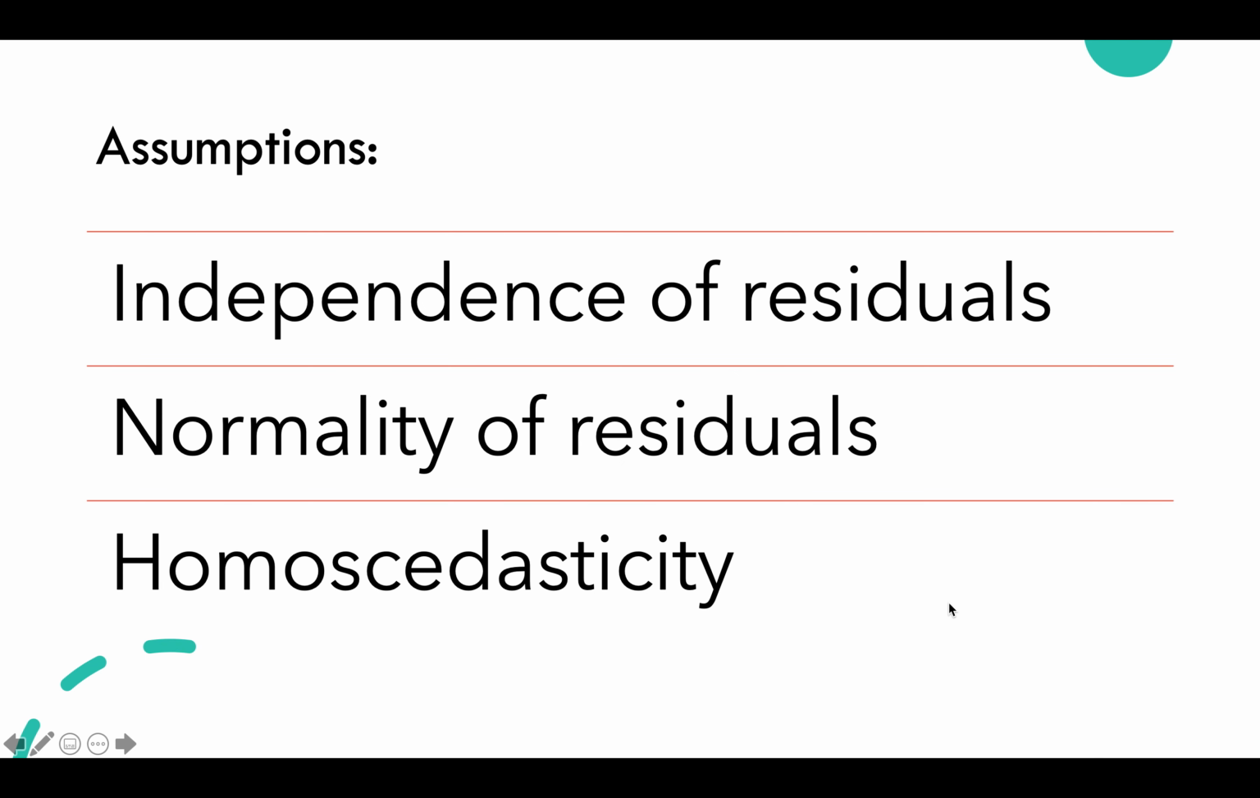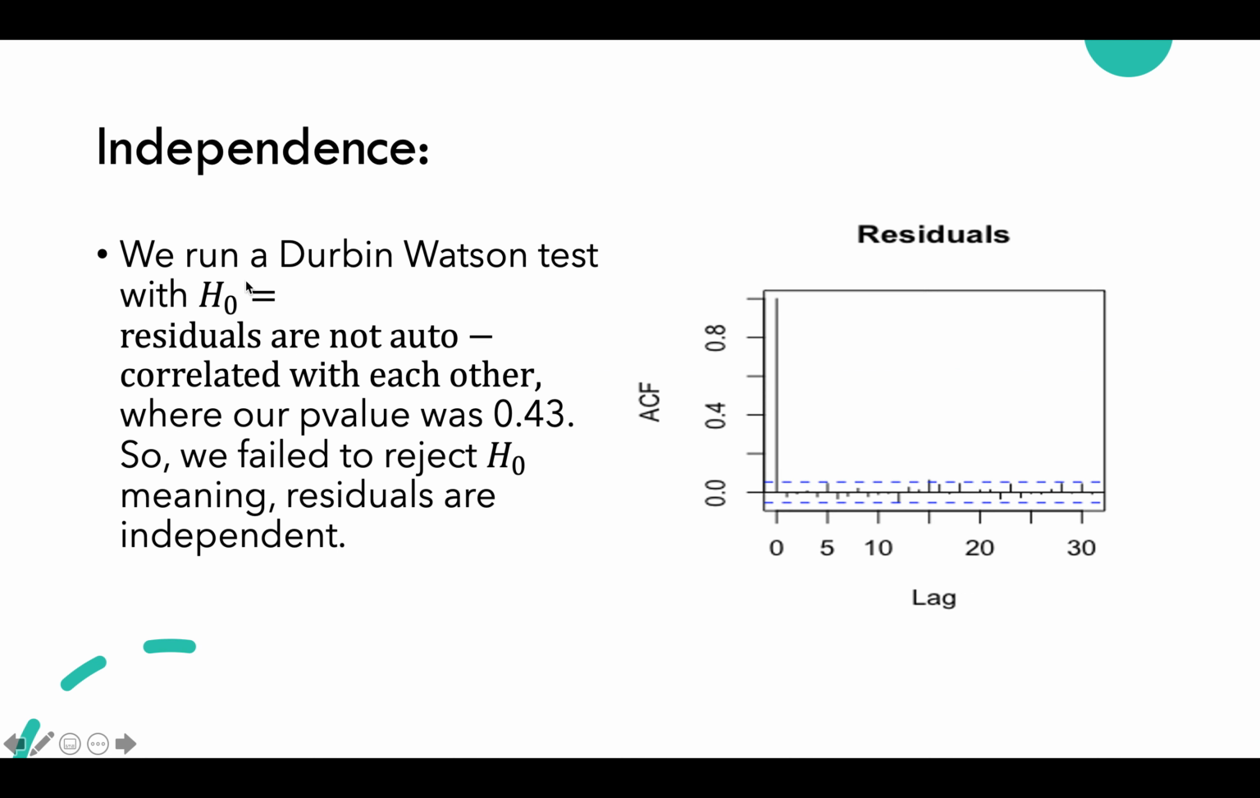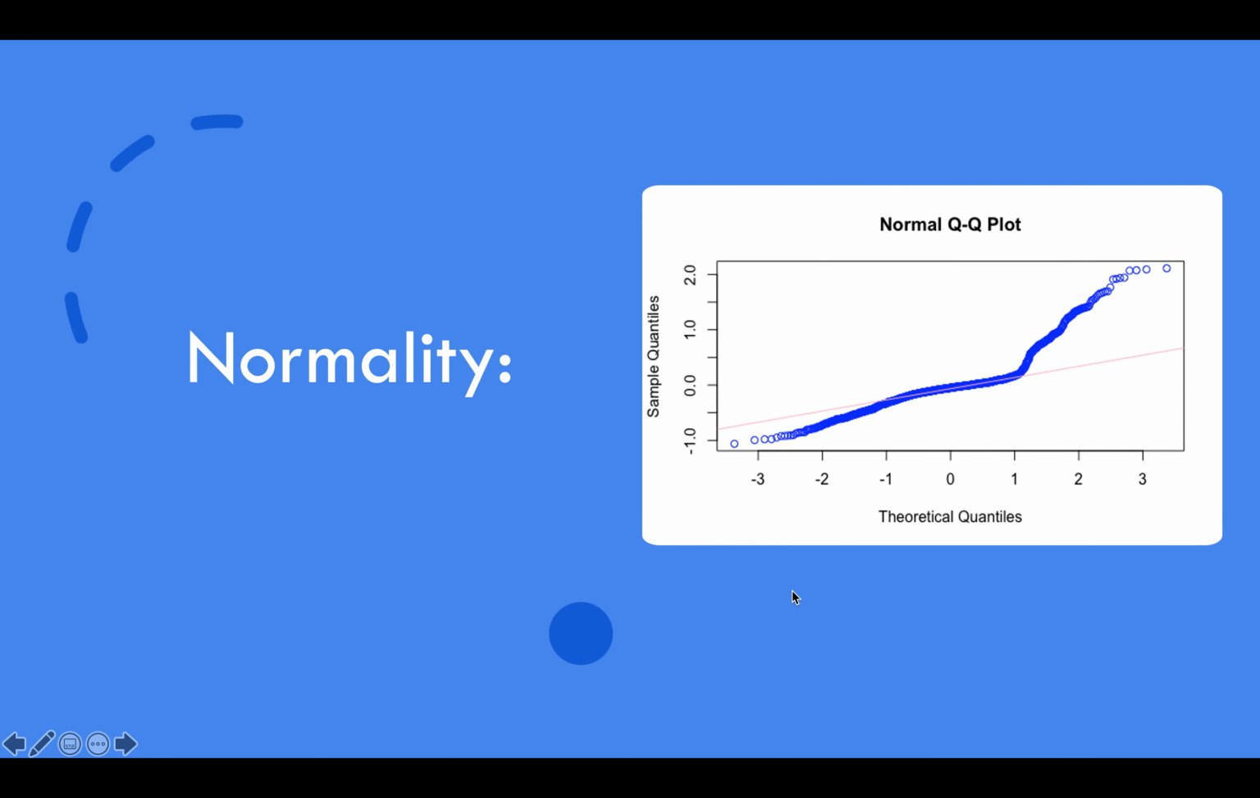We made assumptions such as independence of residuals, normality, and homoscedasticity. To prove independence, we ran a Durbin-Watson test with this as our null hypothesis. Our p-value was 0.43, so we failed to reject our null hypothesis, meaning residuals are independent. Here we have our plot of the autocorrelation function, and we can see, given all our lags are within the bounds, they don't have any significant effect, which means our residuals are independent.